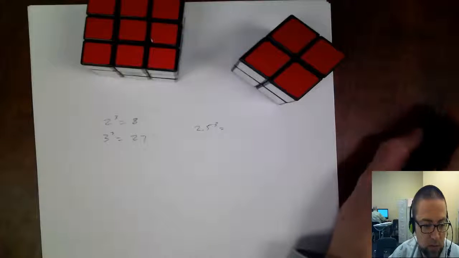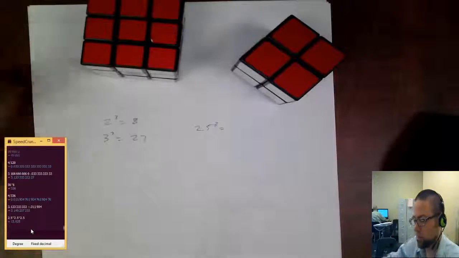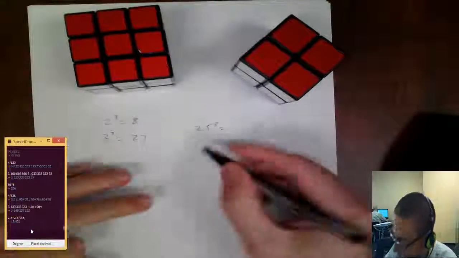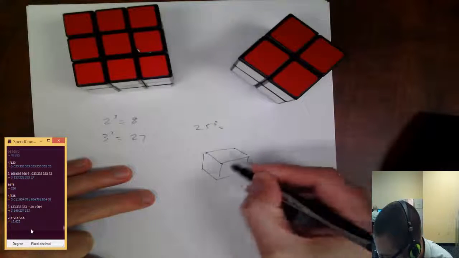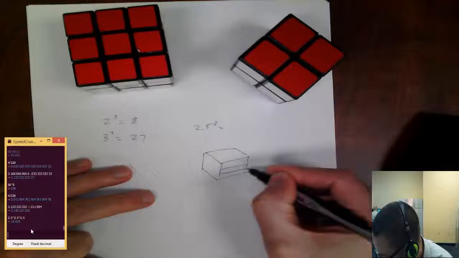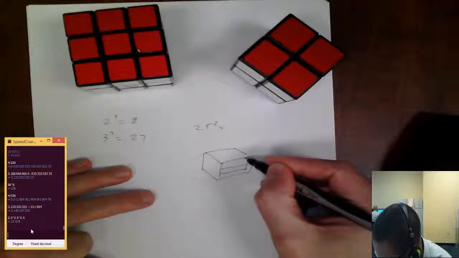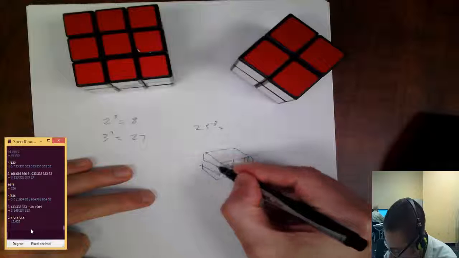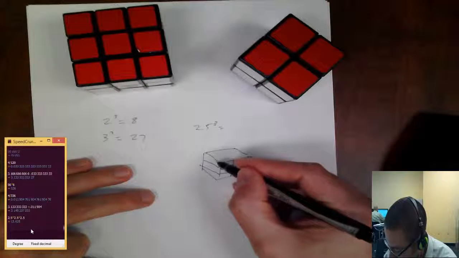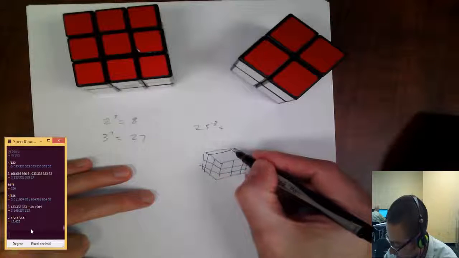So 2.5 cubed. So what do we end up with there? We multiply 2.5 times itself 3 times, and we get 15.625. So if I added up all the cubes in this shape, including all the little fractions of a cube. So this length here is 2.5, and over here we have half and then 2, and over here it's half and then 2, and 2.5. So kind of the backside there is a half, and this is a half.